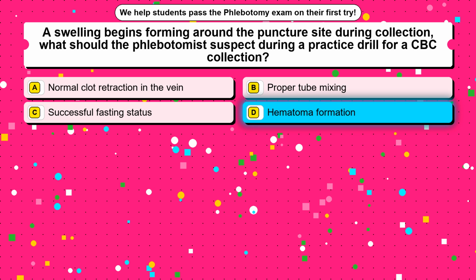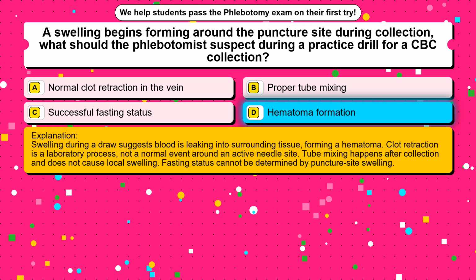Hematoma formation. Swelling during a draw suggests blood is leaking into surrounding tissue, forming a hematoma. Clot retraction is a laboratory process, not a normal event around an active needle site. Tube mixing happens after collection and does not cause local swelling. Fasting status cannot be determined by puncture site swelling.